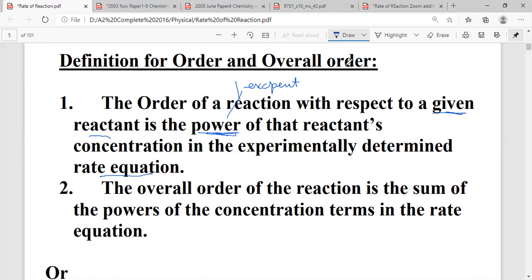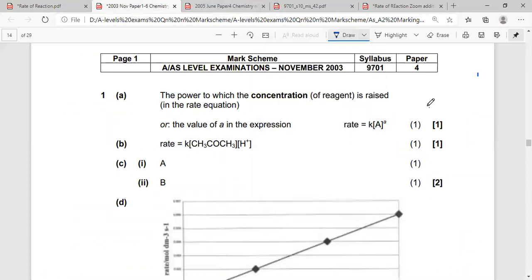Now, I just want to show you how they actually express it. In the 2003 Paper 4, this is the marking scheme for order. The first word is the power, or later you see it is called the exponent. The second word is the concentration of the reagent. It's not the products, I must remember, it's the concentration of the reagent. It's raised. That means, for example, rate equals k x to the power of p, y to the power of q. I can put anything here. So it's the power to which the concentration is raised.